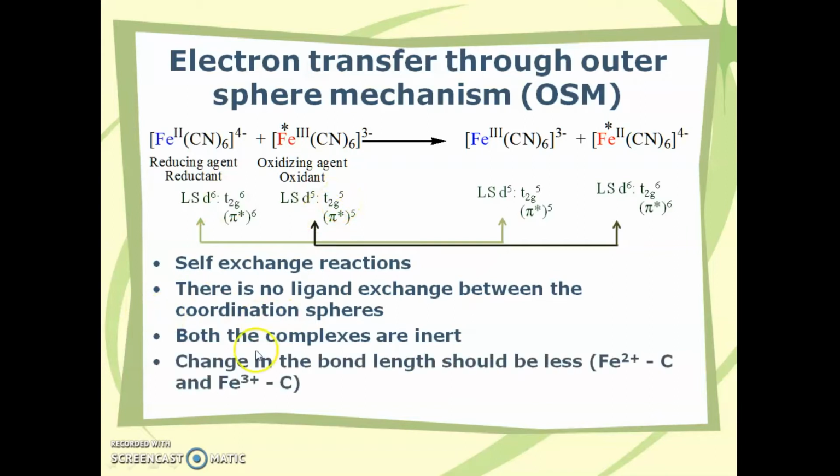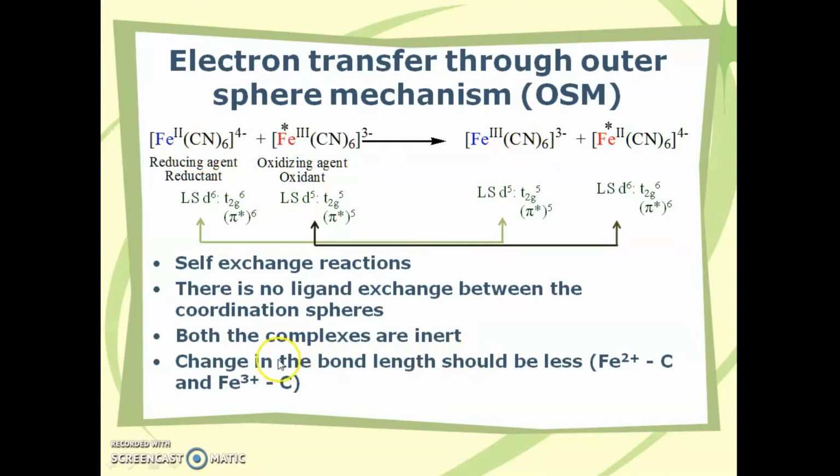So there is a change in the bond length. See, the Fe2+ becomes Fe3+, and Fe3+ becomes Fe2+. So that means there is a change in the bond length between the iron and the carbon here and the iron and the carbon here, which means that if this has to take place very fast, then the change in the bond length from Fe2+ to C and Fe3+ to C should be very small.